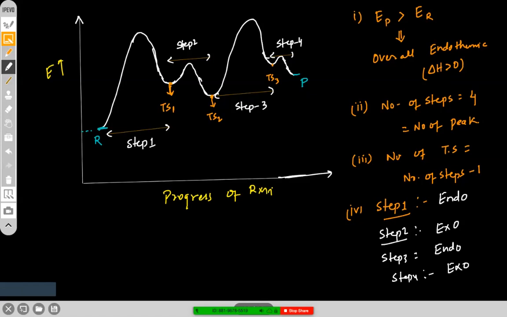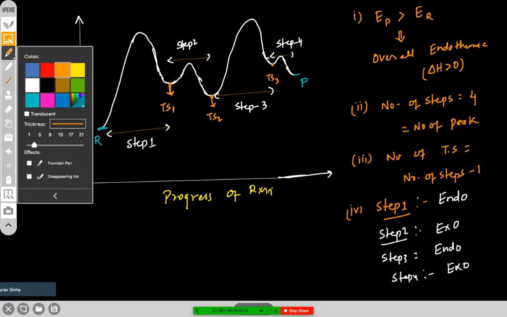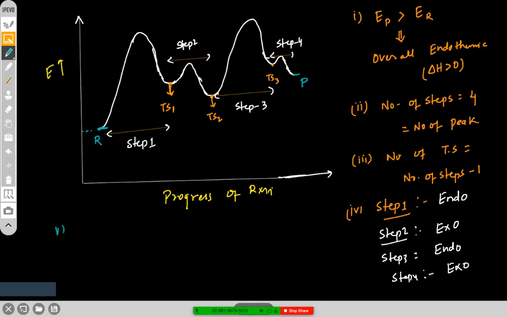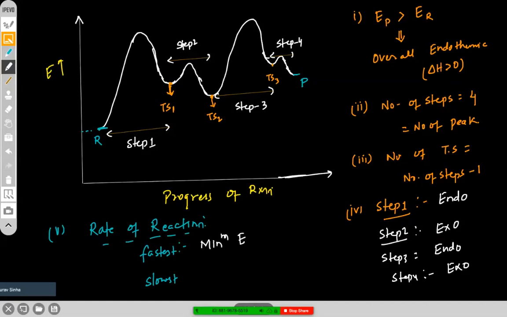Now, the last thing here that you should know is the rate of the reaction. Which step is the fastest step? And which one is the slowest step? That is what you should know. There are 4 steps involved. Which one is fastest and which one is slowest? The fastest step is the one which has minimum activation energy, minimum EA. The slowest step is the one with maximum activation energy.